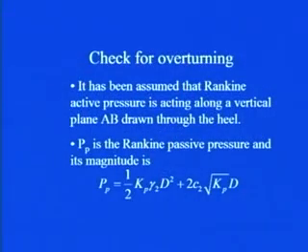First, I will tell you how we can provide the check for overturning. It has been assumed that Rankine active pressure is acting along a vertical plane AB drawn through the heel. We have seen this already.